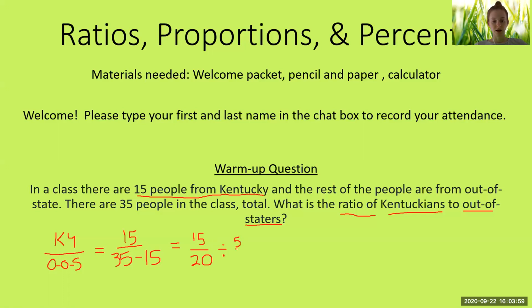So we're going to divide the top and the bottom by 5. And we will be left with 3 to 4. So the ratio of Kentuckians to out-of-staters is 3 to 4. For every 3 Kentuckians in the class, there are 4 out-of-staters.